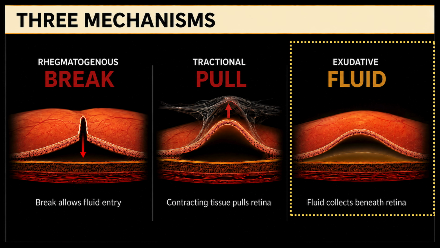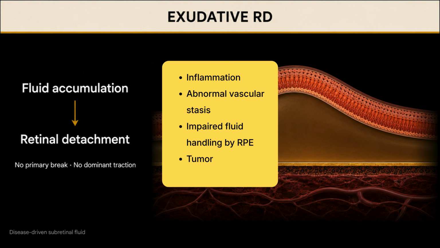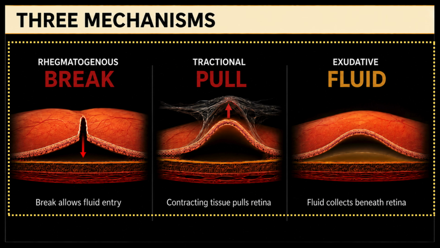The third mechanism is exudative or serous retinal detachment. Here, the fluid accumulates beneath the neurosensory retina without a primary retinal break and without traction being the main cause. So what is the problem? The underlying problem here may be inflammation, abnormal vascular or choroidal leakage, impaired fluid handling by the RPE, choroidal congestion, a tumor, or another process which is disturbing the normal subretinal fluid balance. Don't worry, we will discuss exudative retinal detachment separately in the next lecture.